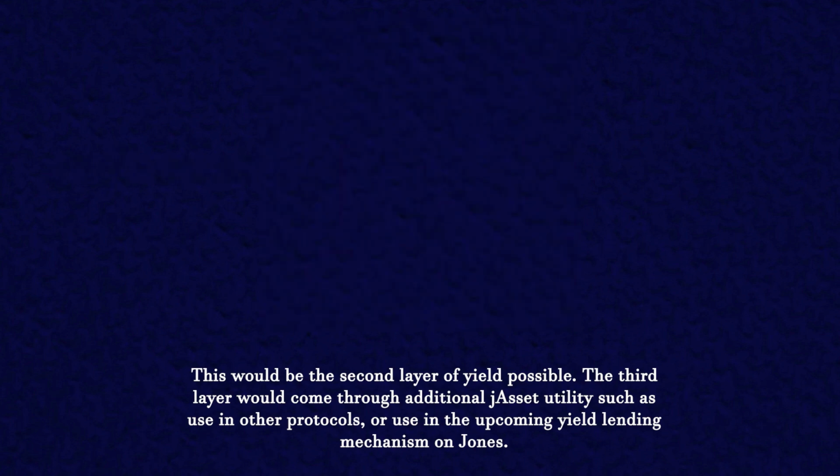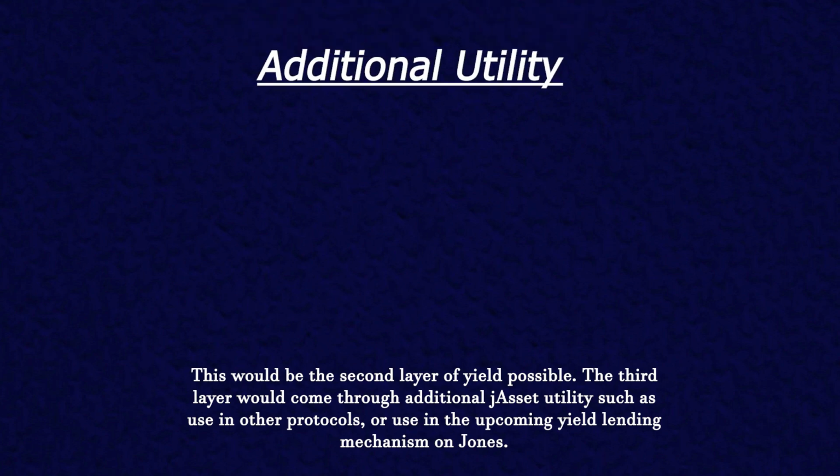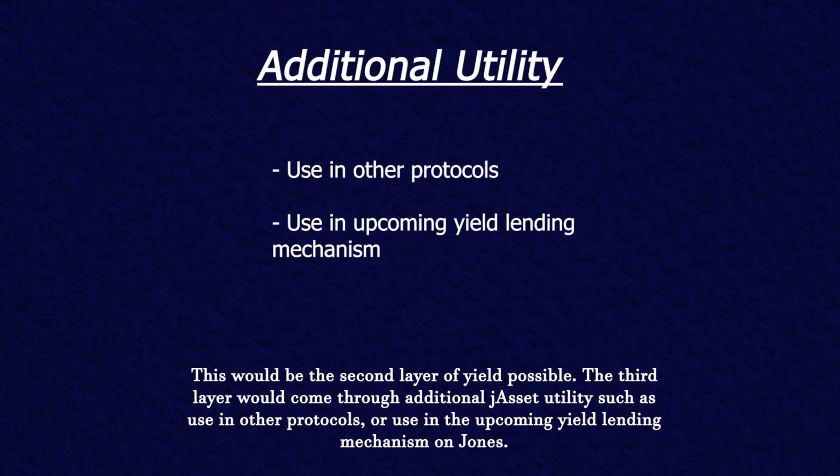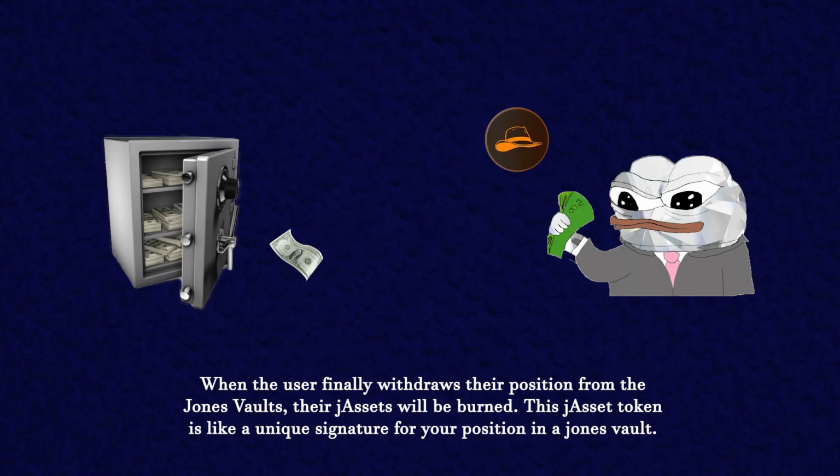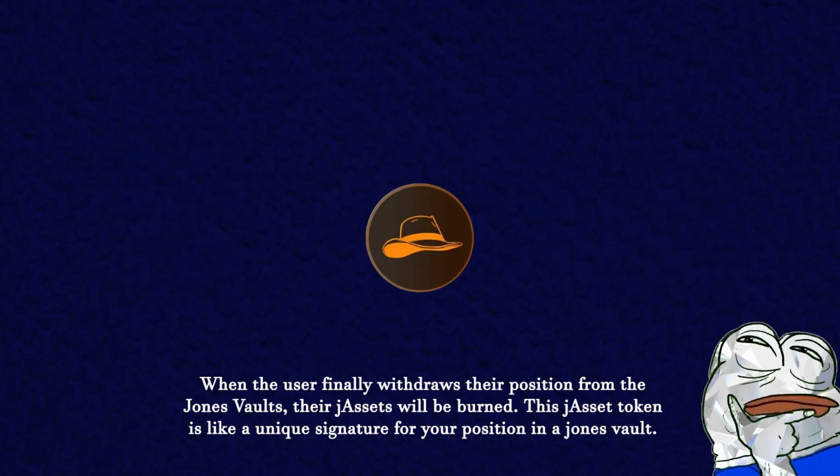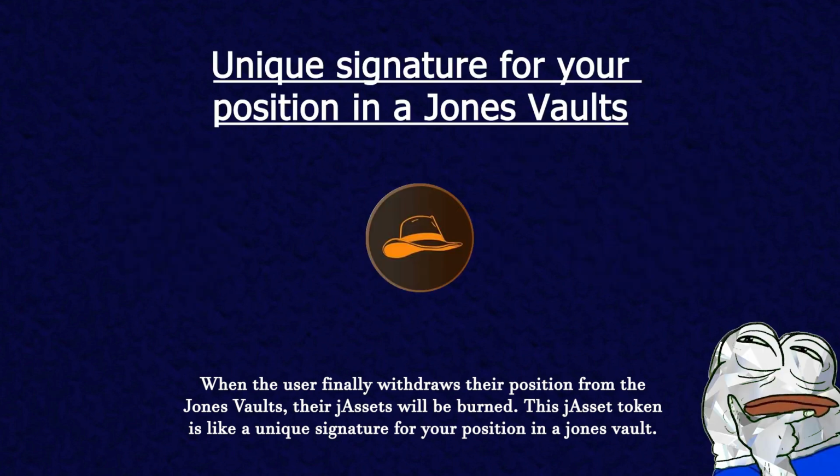The third layer would come through additional JAcid utility, such as in other protocols or use in the upcoming yield lending mechanism on Jones. When the user finally withdraws their position from their Jones vaults, their JAcids will be burned. This JAcid token is like a unique signature for your position in a Jones vault.